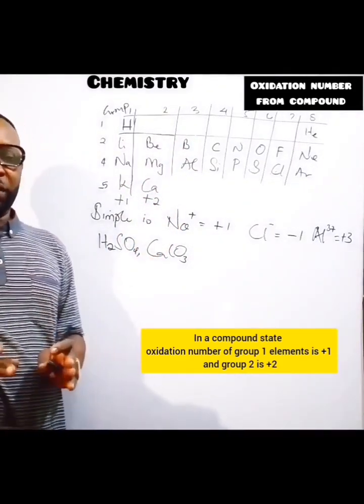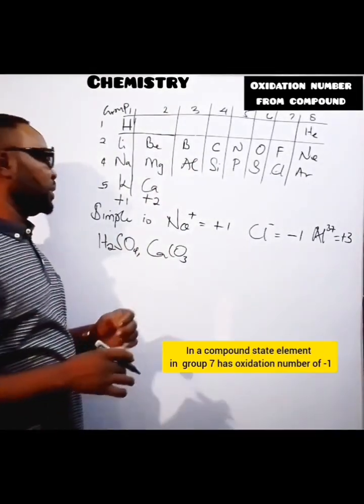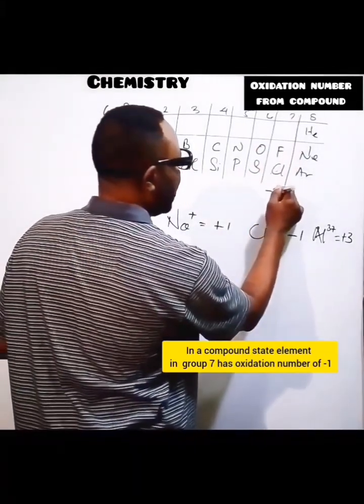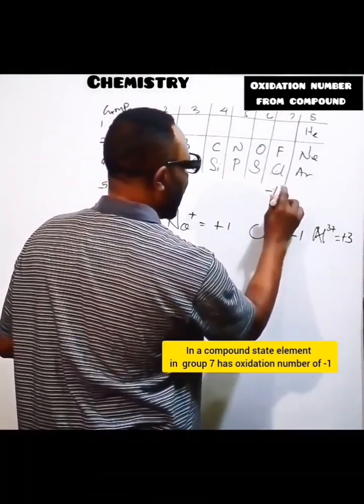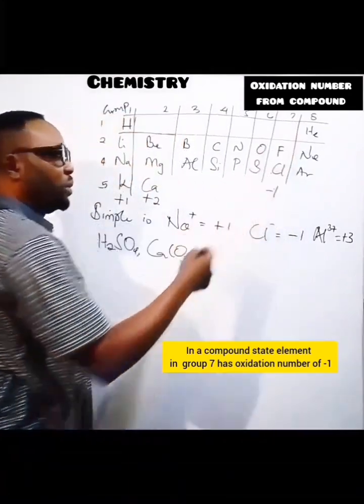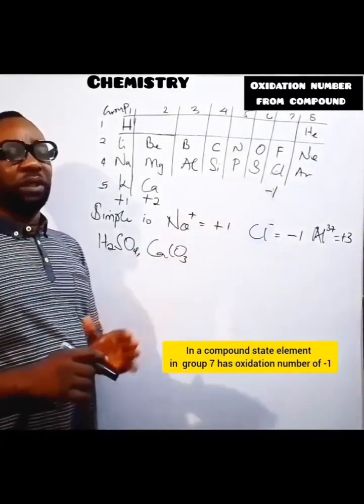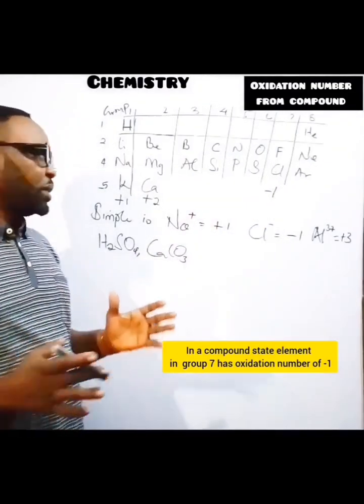Take note of that. Also, in the compound state, the elements in group 7 have an oxidation number of -1. These are called the halogens. Those elements that are found in group 7 are called the halogens. Why are all these like this?